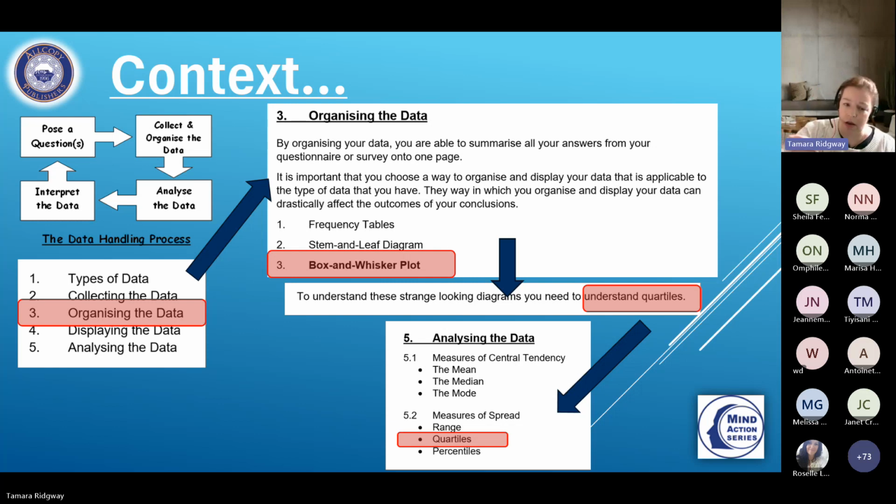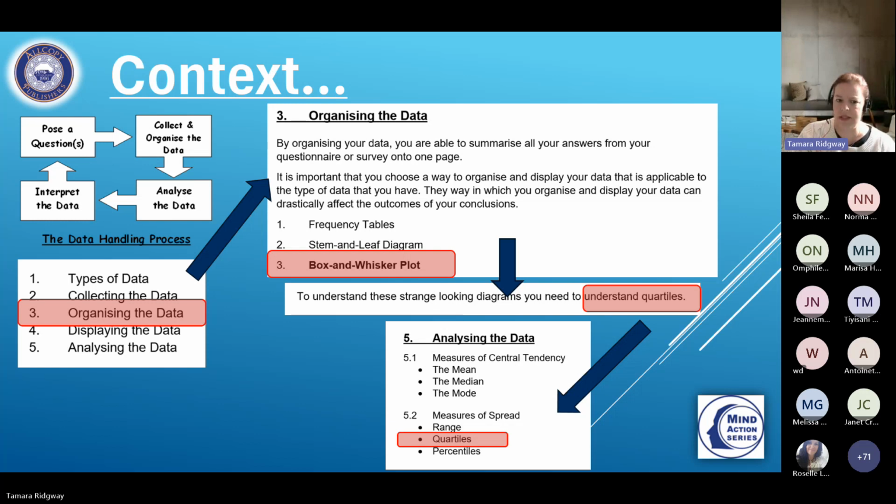But if we zero in on the box and whisker, it starts off being under organizing the data. Because when we take this process and break it down into, let's say, 5 steps, step 3 would be organizing the data. And how can you organize data? What are the different ways? Well, a frequency table, a stem and leaf, and a box and whisker plot. So we use a box and whisker plot to organize data.